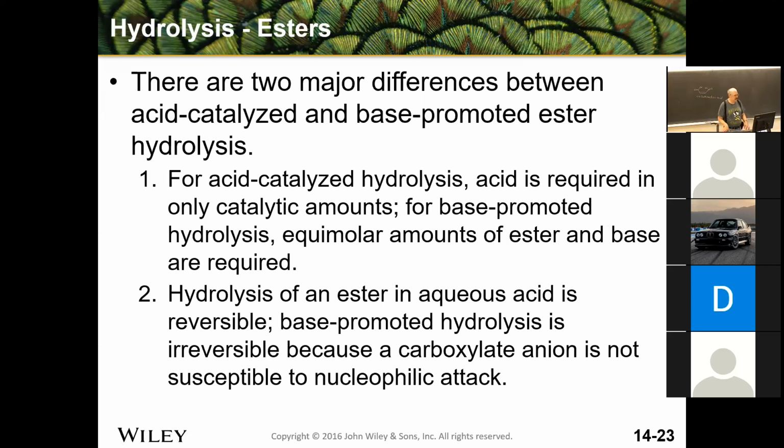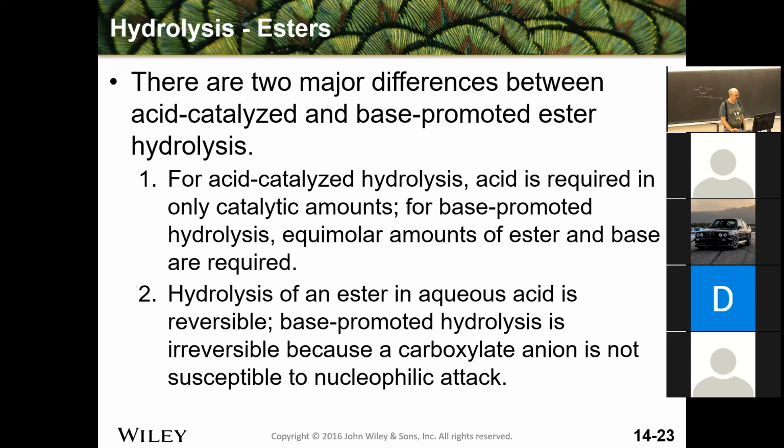The two main differences between acid catalyzed and base promoted ester hydrolysis are this. For acid catalyzed hydrolysis, acid is required in only catalytic amounts. For base promoted hydrolysis, equimolar amounts of ester and base are required.